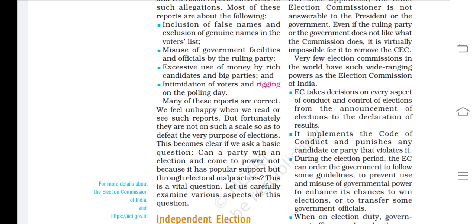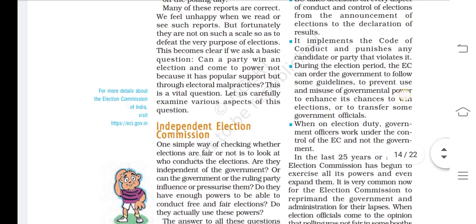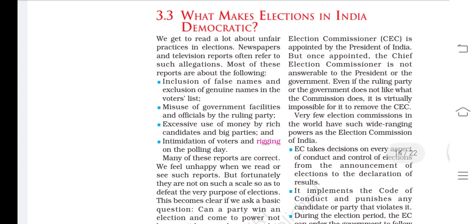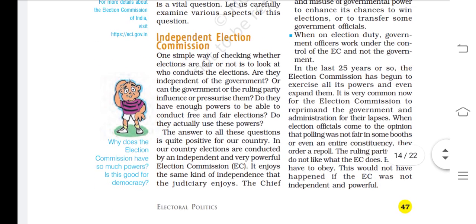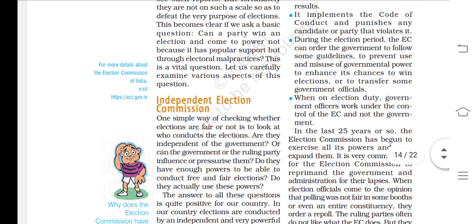No. Okay. Now, this was about what makes elections in India democratic, and what were the unfair practices which are done at the time of elections. Now we have an independent Election Commission. Very few election commissions in the world have such wide-ranging powers as the Election Commission of India. Means very few election commissions have as much power as the Election Commission of India has.